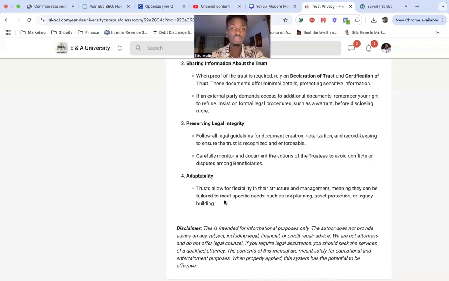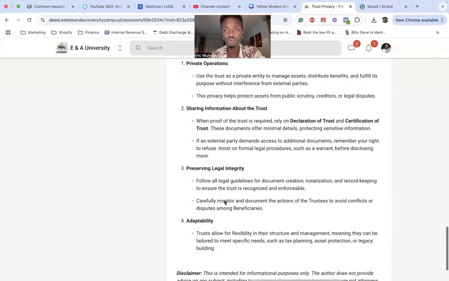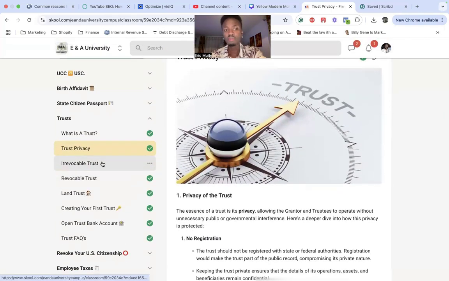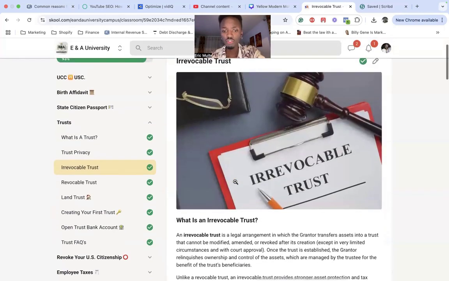And it helps with taxes, it helps with asset protection, right? And really creating generational wealth. So that's the basic overview of the privacy of the trust. So I'm going to briefly go over the irrevocable trust, right?